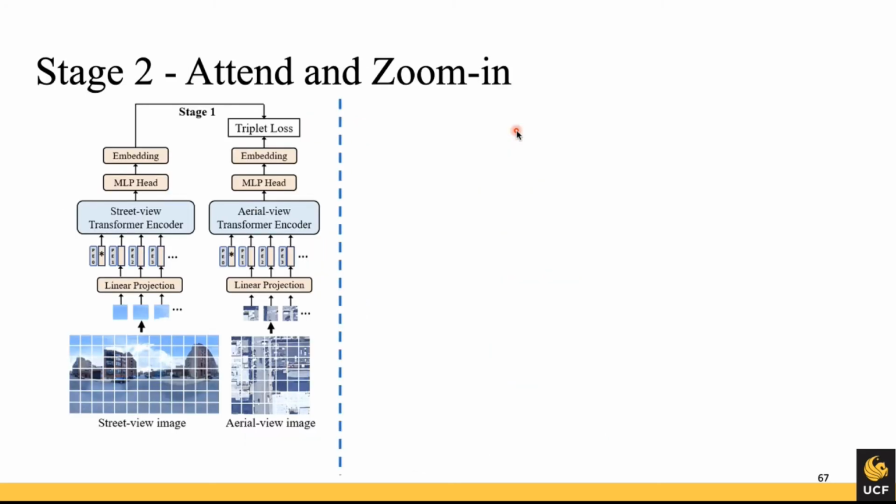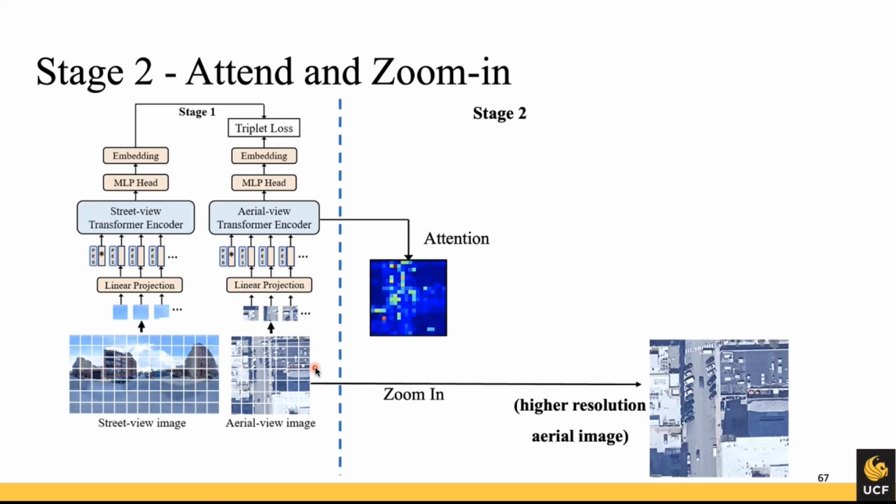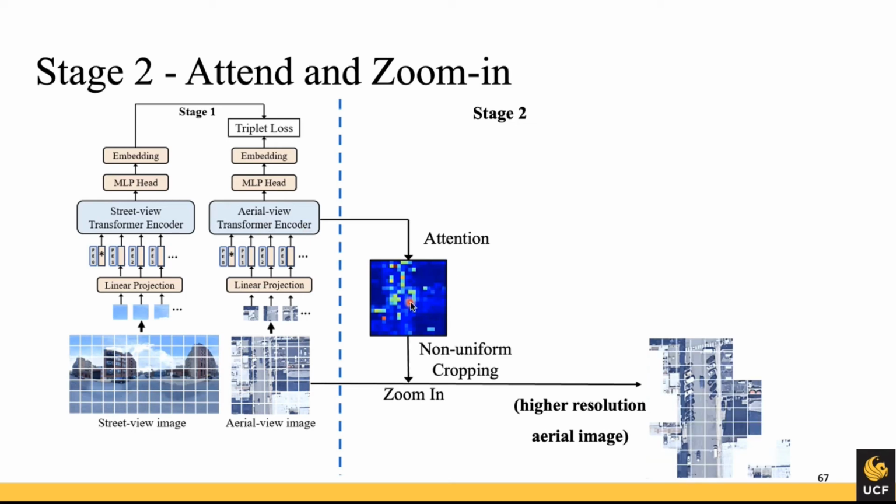And at the second stage, we use the notion called attend and then zoom in. Just like how humans observe, we are able to find some useful information from the street view or the aerial view, so that we can see some clue that they are a matched pair. So in the second stage, we generate the attention from the aerial view transformer encoder. This is the attention map, and we use it to do non-uniform cropping or patch selection. Basically, we select the patches that have high attention values.